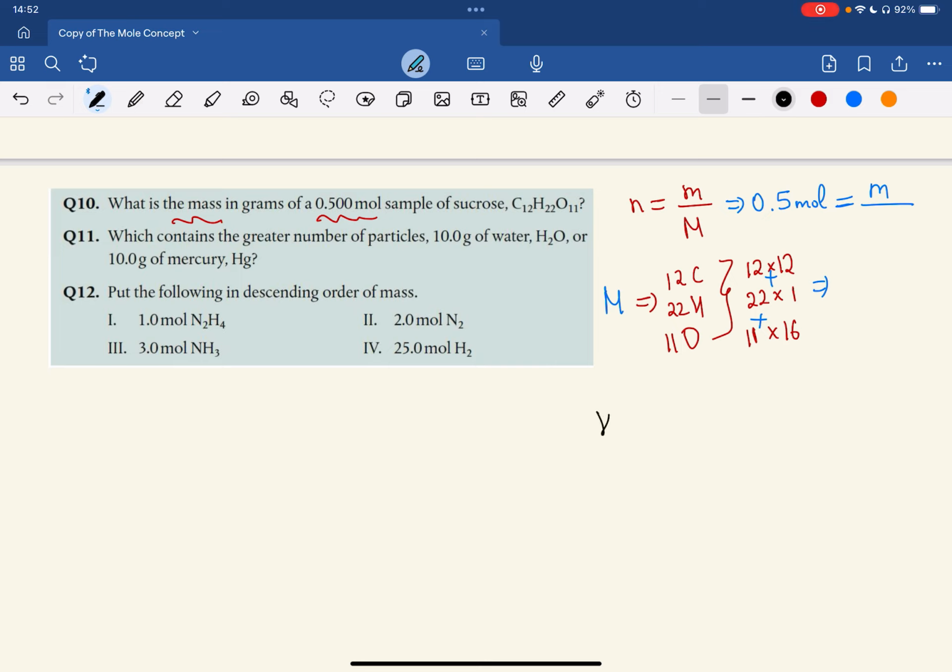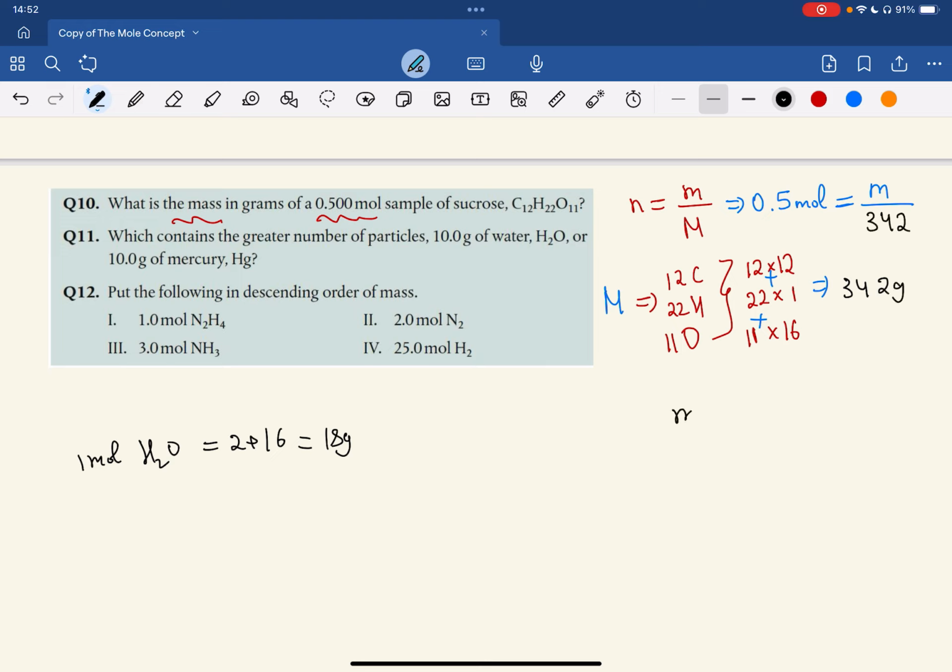Always remember one example: 1 mole of water is 2 times 1 plus 16, which is 18 grams. Now you can have one example on your mind in the exam, so you know the way of calculation using the periodic table. So 12 times 12 plus 22 plus 11 times 16. The answer is 342. So 1 mole of this sucrose molecule is 342 grams.